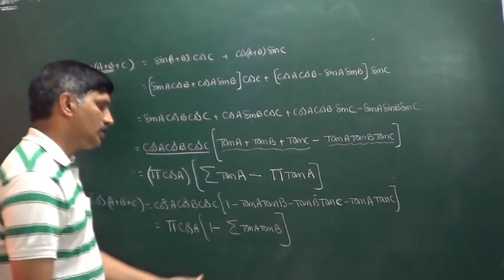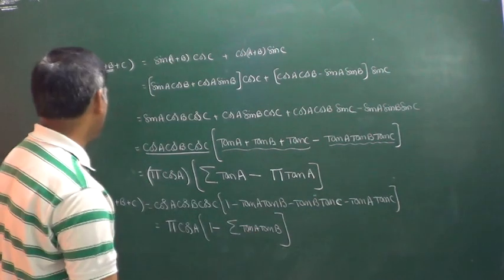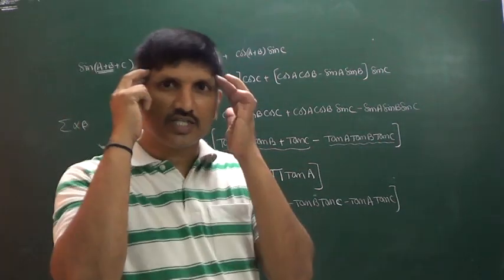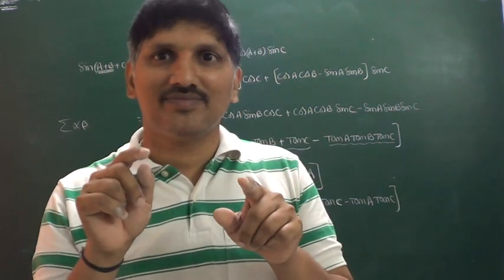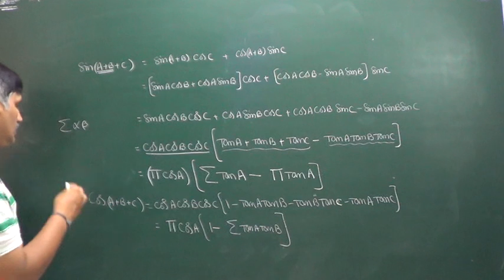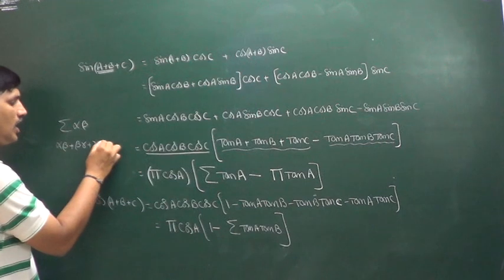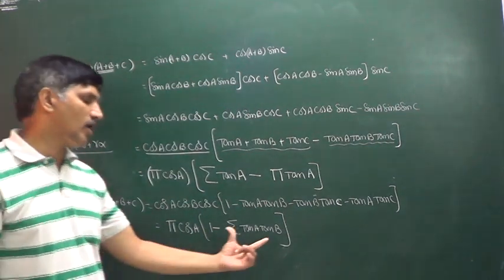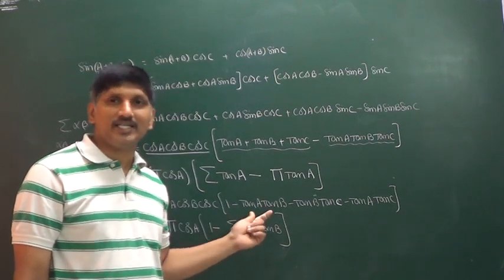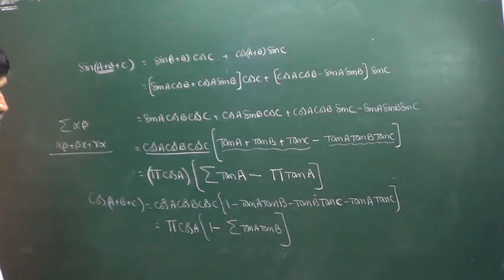So what is the meaning of this? Sigma AB means AB plus BC plus CA. Suppose I am writing sigma alpha beta, and our discussion is confined to alpha, beta, gamma. Then sigma alpha beta means alpha beta plus beta gamma plus gamma alpha. Like that, here sigma tan A tan B means tan A tan B plus tan B tan C plus tan C tan A. That is about the cos of A+B+C formula.